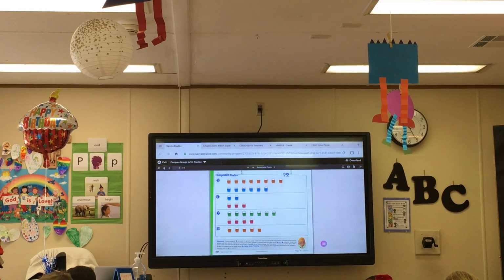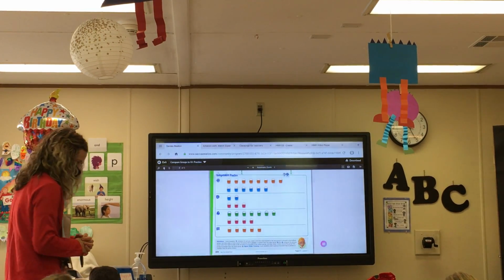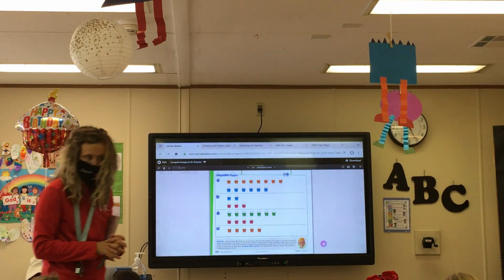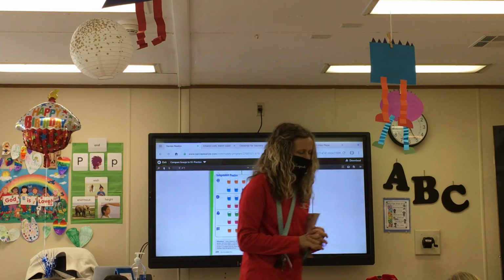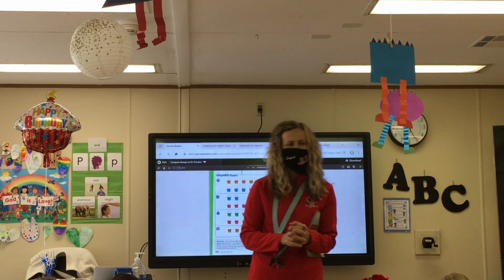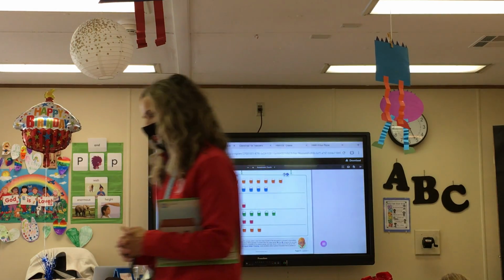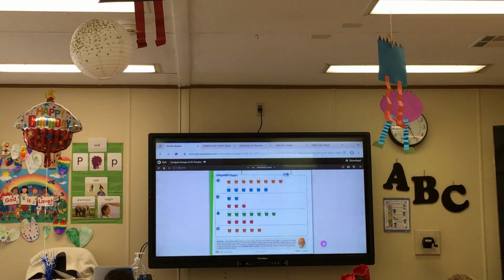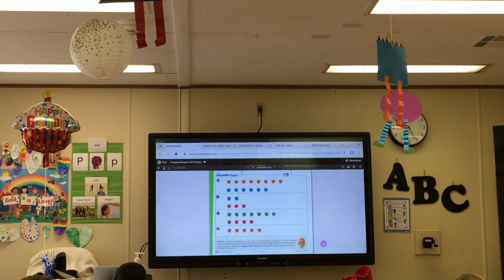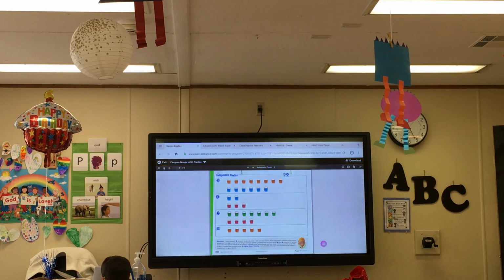Guys, turn and face your papers. You're not looking at your neighbors. Push your chair in. Come on. All right, and so number 7. Circle the group that has less. You have green buckets or red buckets. Circle the group that has less. Come on, you got to do it with us. Stay with us. Pay attention.